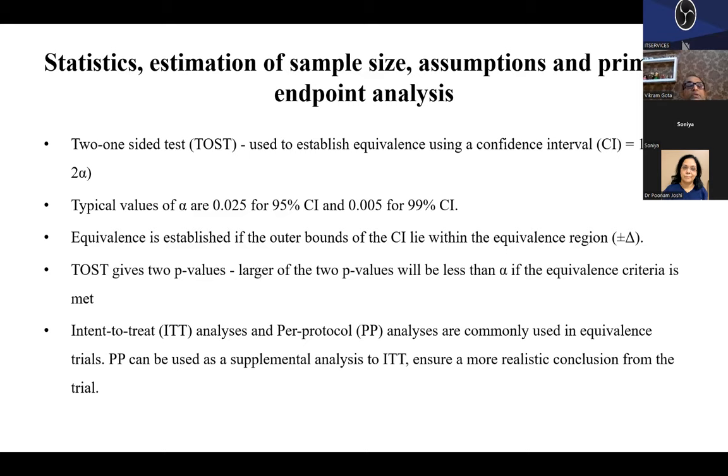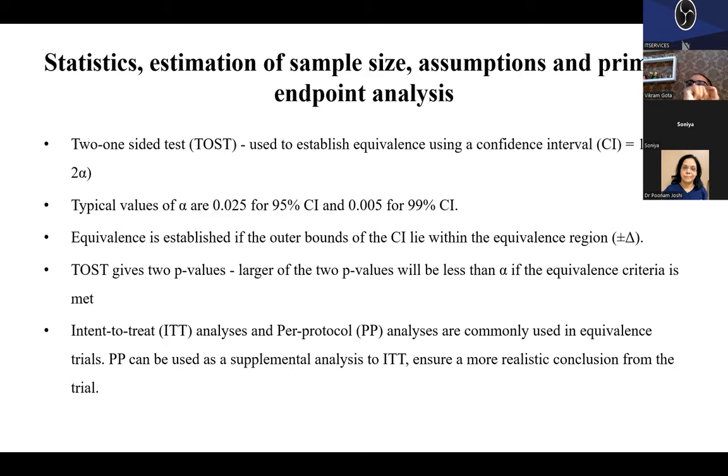Okay. So equivalence is established if the outer bounds of the confidence interval are within the equivalence region, which all of us understand. 2 one-sided tests will give 2 p-values, because you are comparing the outcome with reference to the right side margin, and you are comparing the outcome with reference to the left side margin. So you'll get 2 p-values. Okay. So if the larger of the p-values, for example, one p-value is 0.02.